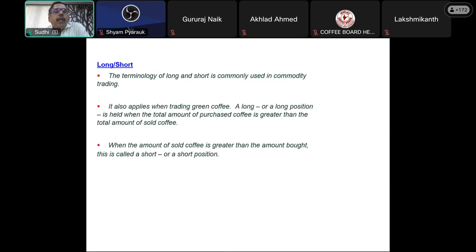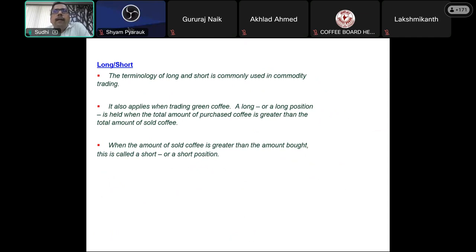We always hear the words long and short. The terminology of long and short is commonly used in commodity trading. It's not only coffee, in any commodity market we use the words long and short. It applies when trading green coffee. A long position is held when the total amount of purchased coffee is greater than the total amount of sold coffee.